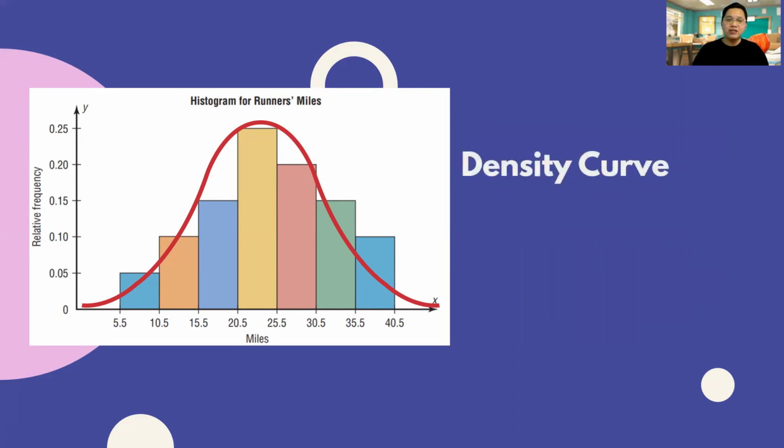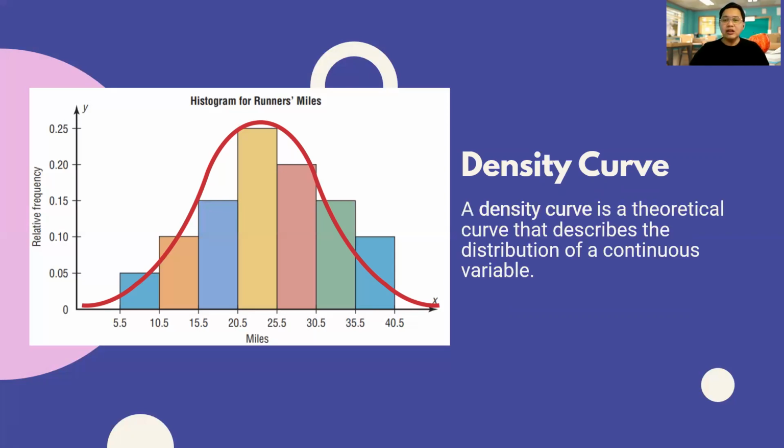All right, so density curves actually draw on the idea of histograms. Think of it as a curve that is a representation of the same data that a histogram represents, but looking at the whole data as a whole instead of several parts. A density curve is a theoretical curve that describes the distribution of a continuous variable. So take note that at this point, at least in this lesson, we are putting aside discrete random variables, and we are more interested in looking at continuous random variables.